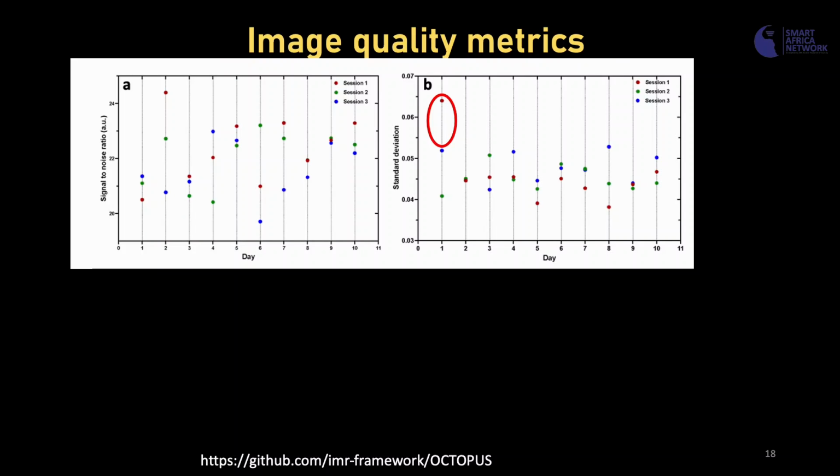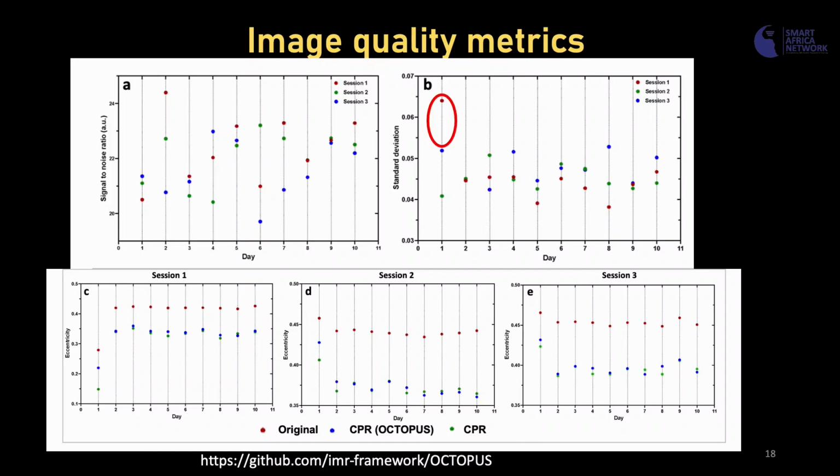Here are the quantitative results of the image quality metrics of the signal to noise ratio on the left and the standard deviation, which is used as a surrogate for image non-uniformity in a region of interest where we expected constant signal intensity. You can observe that on day 1, we do have an outlier because of the way we did the power cycling.